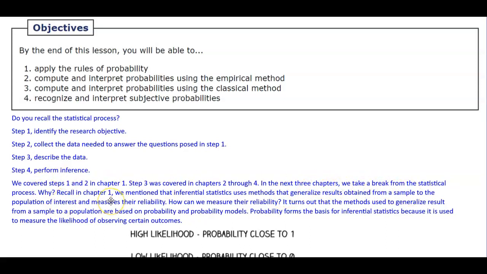Why? Well, recall in Chapter 1, we mentioned that inferential statistics uses methods that generalize results obtained from a sample to the population of interest and measures their reliability. How can we measure the reliability? Well, it turns out that the methods used to generalize results from a sample to a population are based on probability and probability models. Probability forms the basis for inferential statistics because it is used to measure the likelihood of observing certain outcomes.